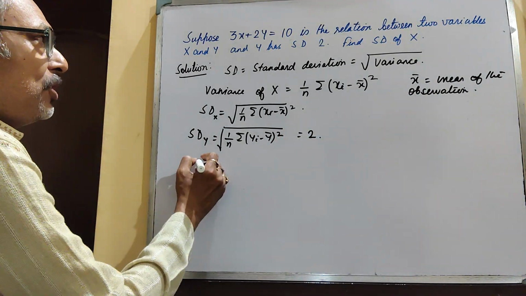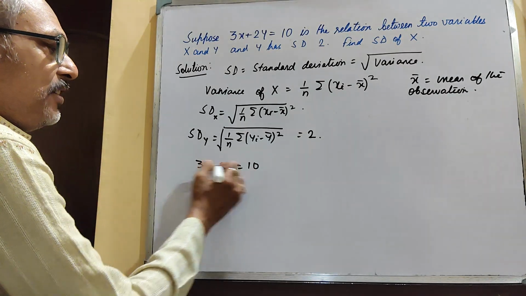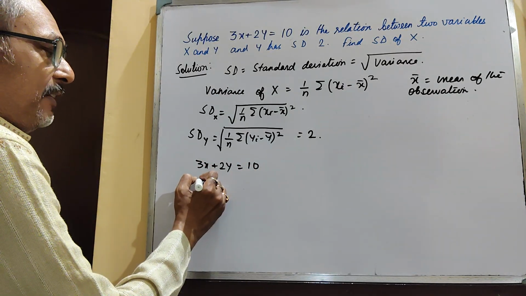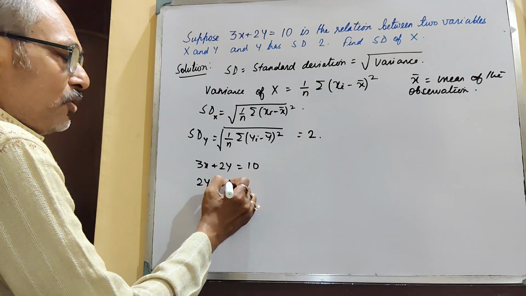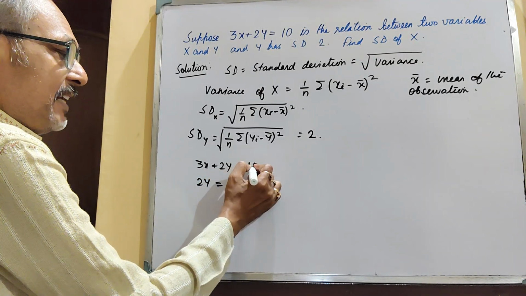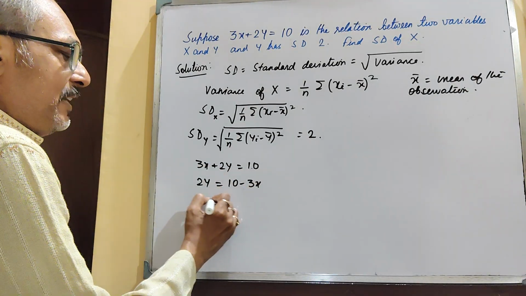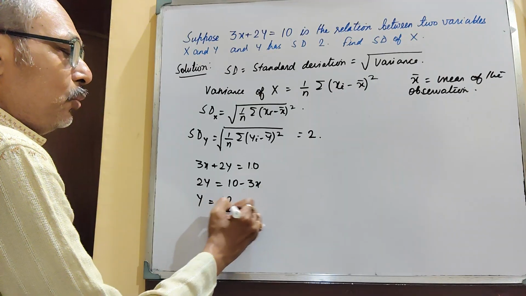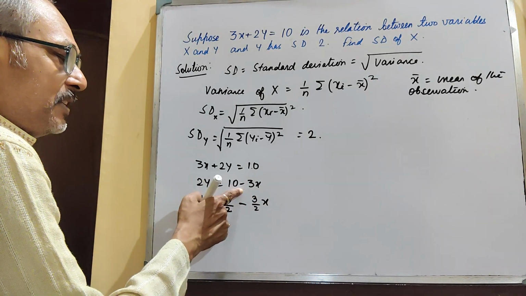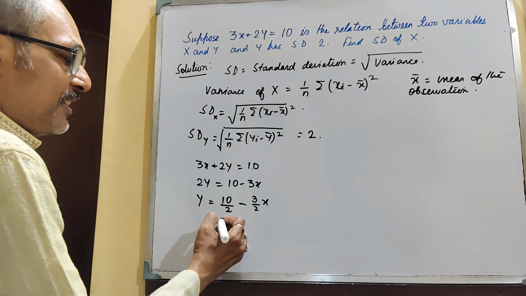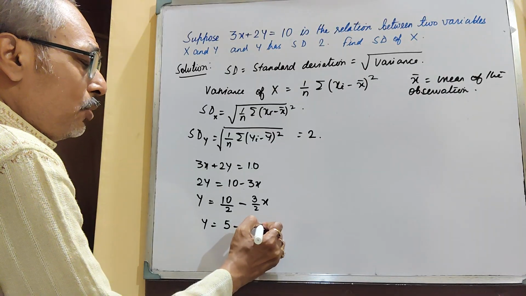Now, what is the relation? 3x plus 2y equals 10. Therefore, 2y equals 10 minus 3x. We take 3x to the right hand side and divide both sides of this equation by 2. We get y equals 5 minus 3 by 2 x.